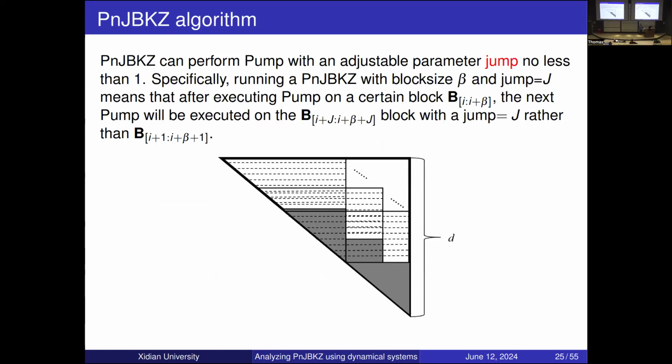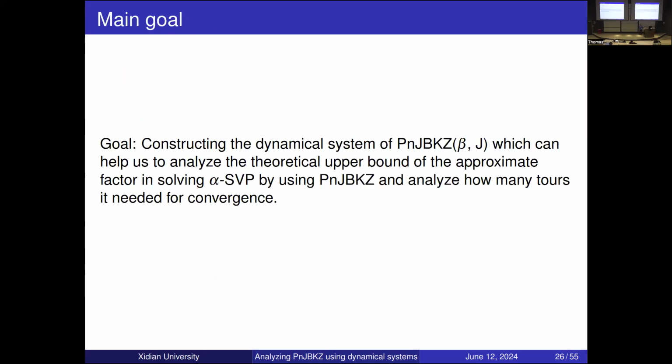PNG-BKZ can perform pump with an adjustable jump value j. Especially if we run PNG-BKZ with jump value j, that means after executing a pump on a projected sublattice whose first index begins from i, then the next pump will be executed on the projected sublattice whose index begins from i plus j rather than i plus 1. It is the main difference between the jump BKZ and the classical BKZ.